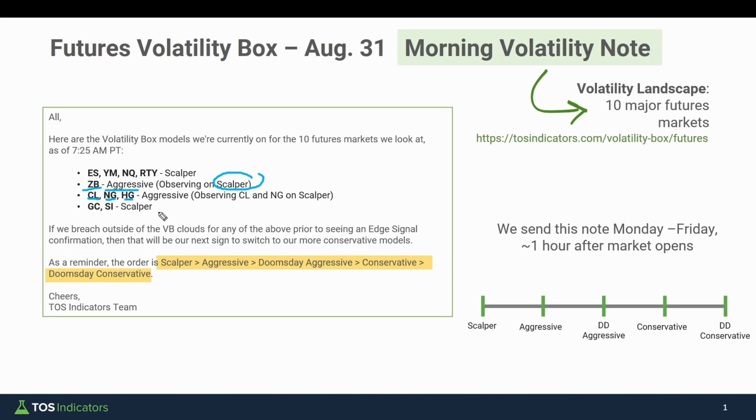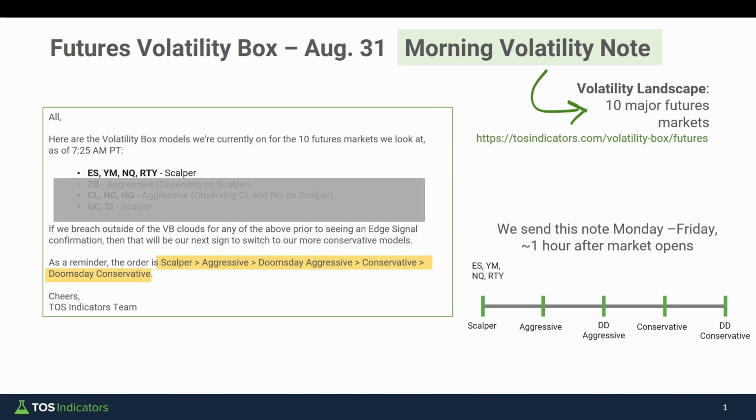Copper had broken outside of the scalper. And gold and silver were also on the scalper models. So very little volatility, basically just seeing the amount of times that we notice scalper on this morning volatility note. Now let me contrast this with yesterday's morning volatility note, August 30th, and you can very easily spot the difference.